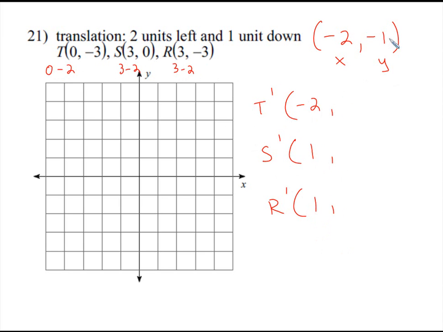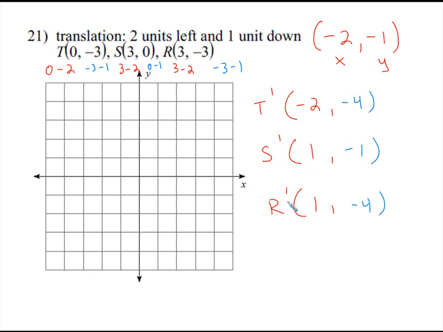And then the y values, they want us to subtract 1. So from the y's here, I'll do it in a different color. -3 minus 1 gives me -4. If I do 0 minus 1, I get -1. If I do -3 minus 1, I get -4.